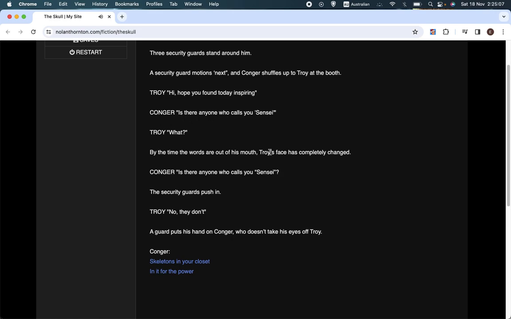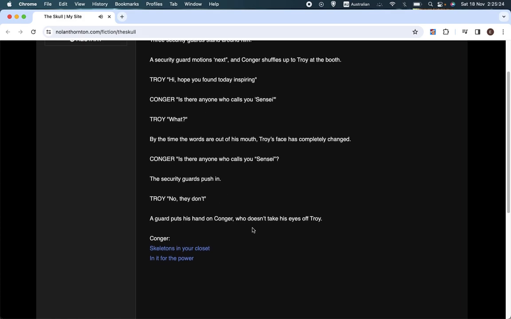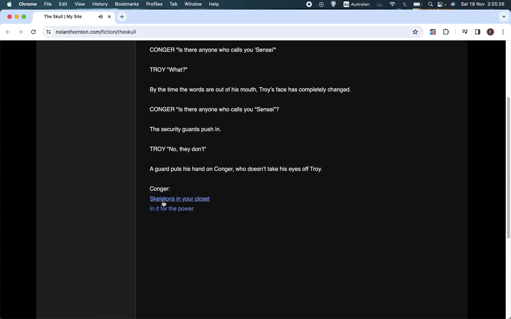Is there anyone who calls you sensei? What? Troy's face is completely changed. Okay, what does it change to? I think we're meant to understand what expression would be on his face, but I didn't get it. Conga, is there anyone who calls you sensei? The security guards push in. Troy, no, they don't. And then you have the option of saying skeletons in your closet or in it for the power.